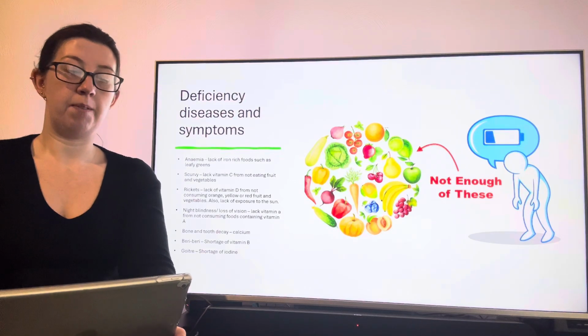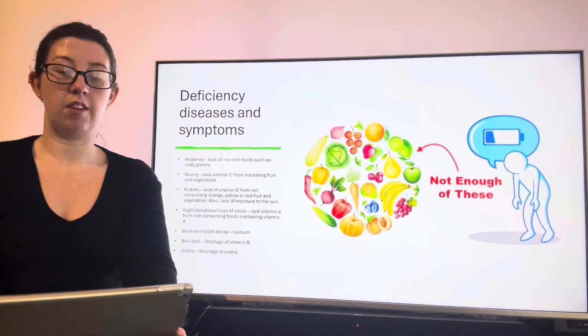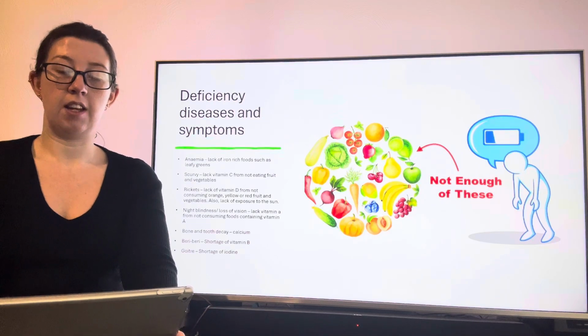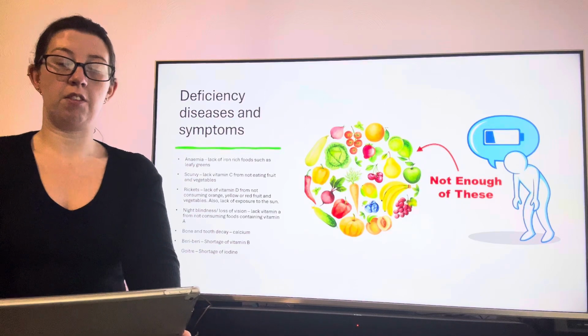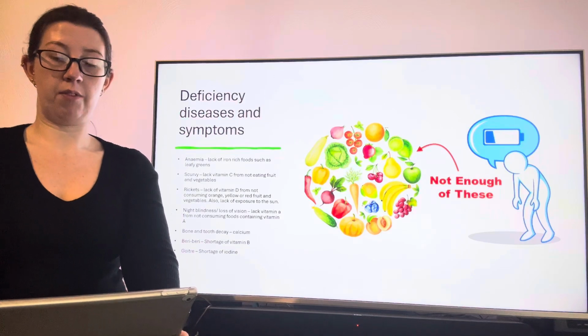Deficiency diseases and symptoms. Anemia can be caused by not eating leafy greens that are rich in iron. The symptoms are paleness, shortness of breath, dizziness, nausea, cold hands and feet. Scurvy: a lack of vitamin C means slow healing and easy bleeding, weakness, fatigue, soreness in legs and arms. Rickets is caused by a lack of vitamin D. It causes deformities in bones such as bow legs and knock knees. It also affects growth and adult health, with deformities in skull and tooth growth.